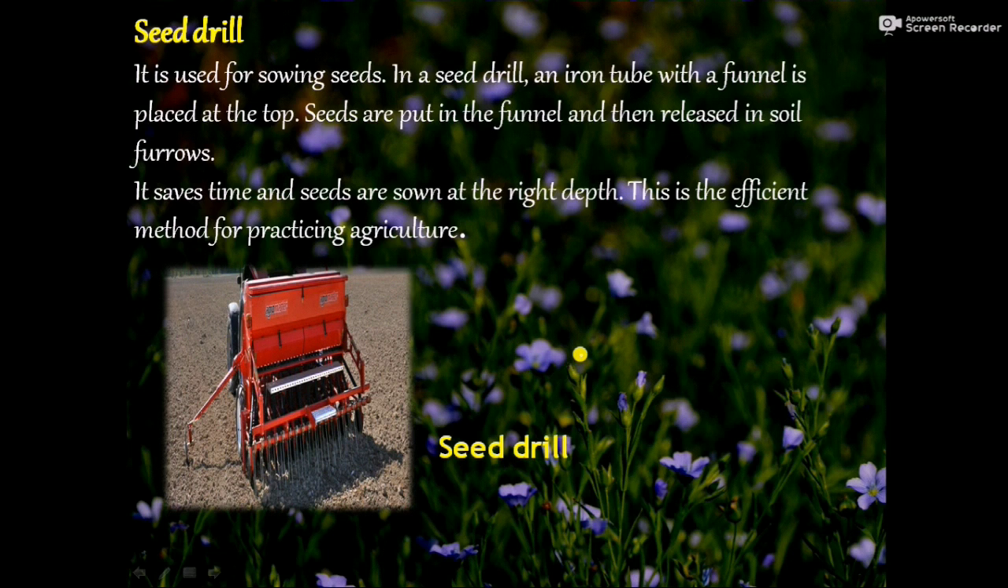Seed drill. It is one of the modern day agriculture implements. It is used for sowing seeds. In a seed drill, an iron tube with a funnel is placed at the top. Seeds are then put in the funnel and then released in the soil furrow. It saves time and seeds are sown at the right depth. This is an efficient method for practicing agriculture. It also helps to avoid overcrowding of seeds.